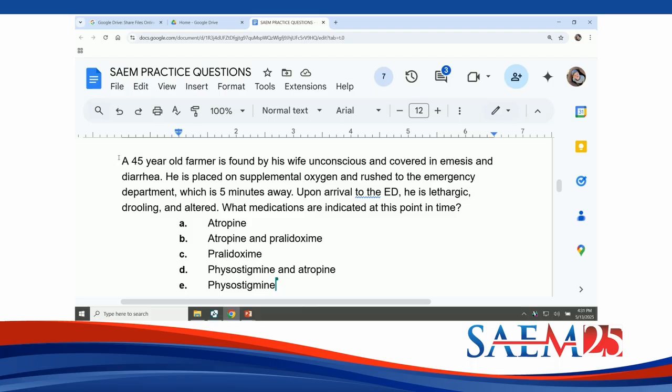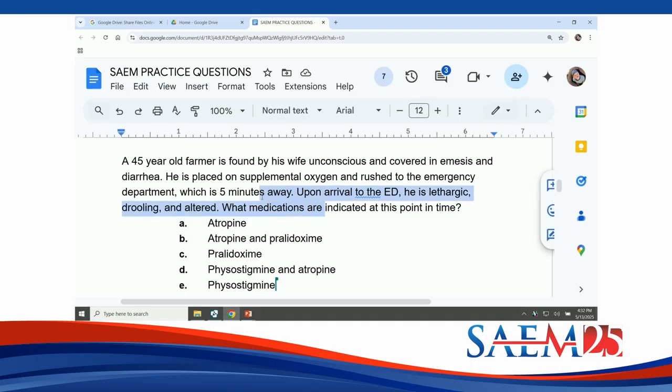So maybe like what pharmacotherapy is indicated at this point in time. And then if you're going to have combinations, I would say let's just have all of the combinations, right? So there should be like physostigmine and pralidoxime, even though you would never do that, just put that on the list so that it's like, do I want one of these or two of these or all of these or none of these? All right.